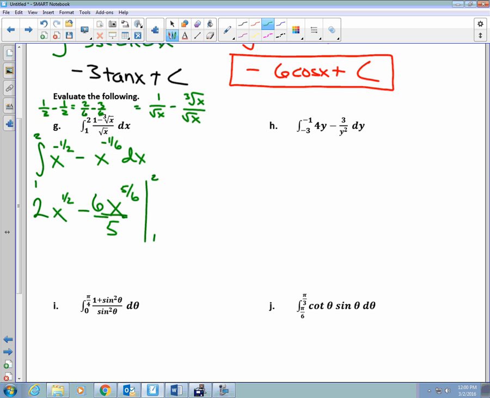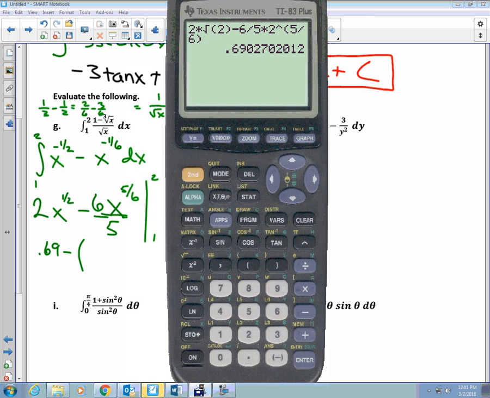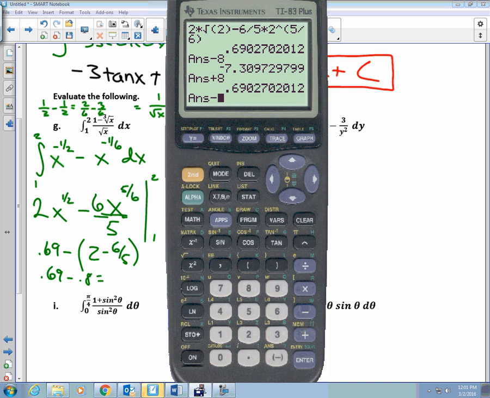These don't work out well at all, so I'm going to grab my calculator. I'm going to plug this in. 0.169 minus, plug in 1, you get 2 minus 6 over 5, or 0.69 minus 2 minus 6 over 5 should be 0.8. Negative. And we get negative 0.11.